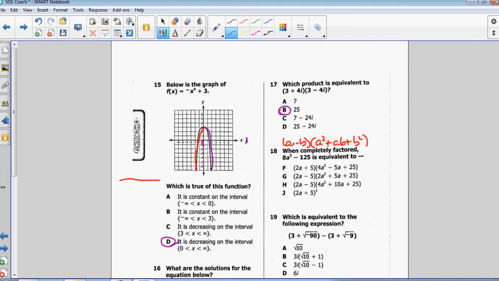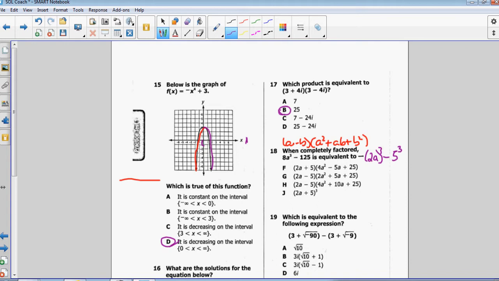Okay, problem 18. You need to use your difference of cubes pattern, which I wrote above the problem. 8a cubed is the cube of 2a. So we have the cube of 2a minus the cube of 5. So everywhere it says a, you want to put 2a, and everywhere it says b, you want to put 5.